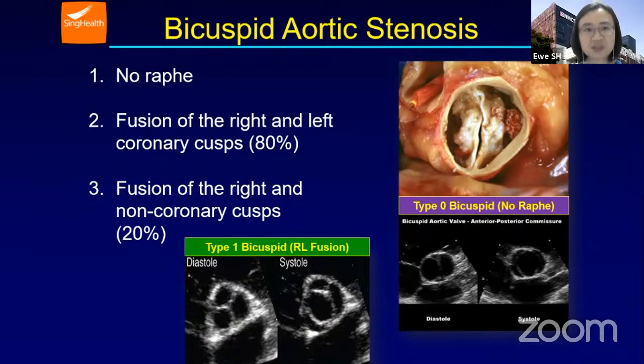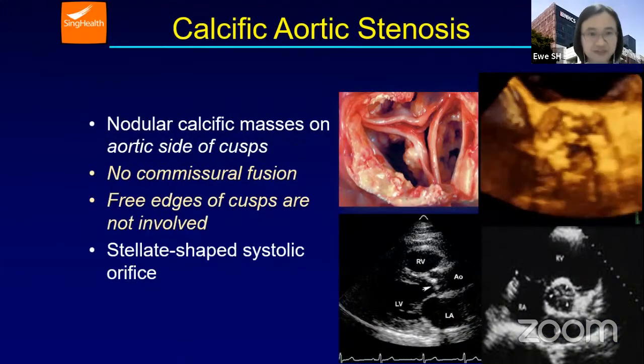When it comes to the bicuspid aortic valve, the second speaker will talk a bit more about it later. It is important to identify the pathology of the bicuspid, whether it is no raphe with complete, which is just two cusps, or the typical ones that we see more commonly, type 1 bicuspid with one raphe, and usually 80% of that is a fusion of the right and left cusps. This is important because it has implications for transcatheter valve therapy, especially in the era of TAVI.